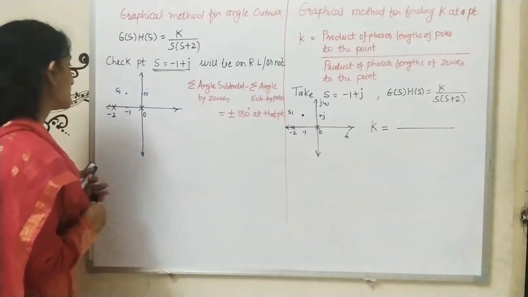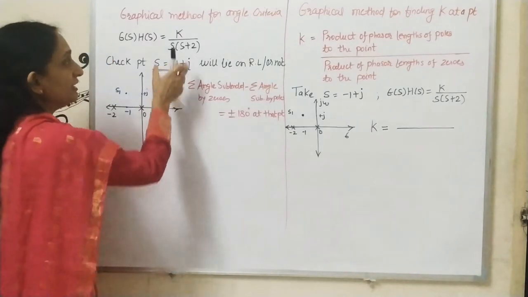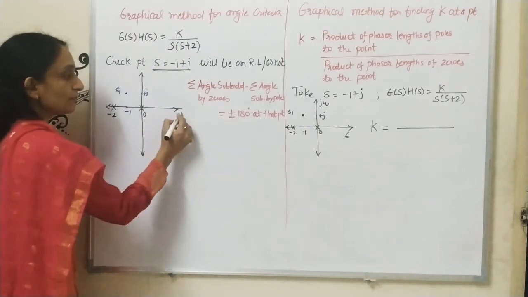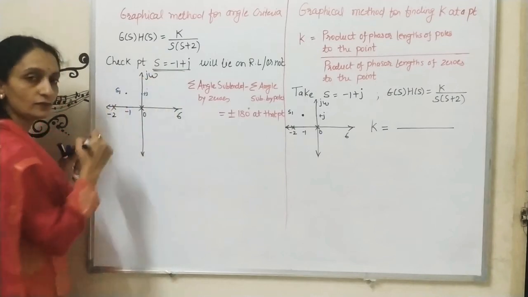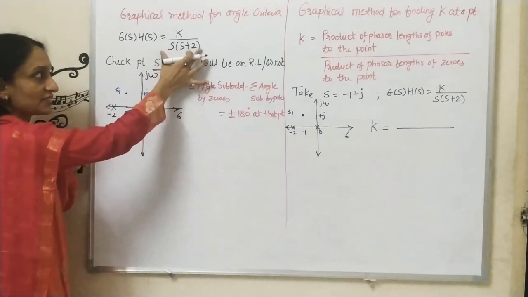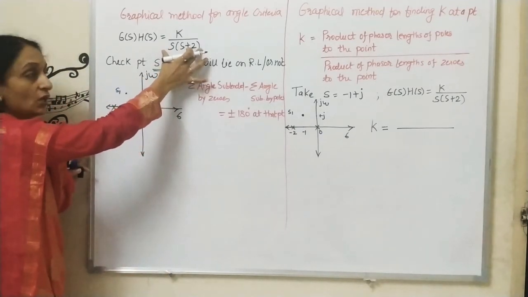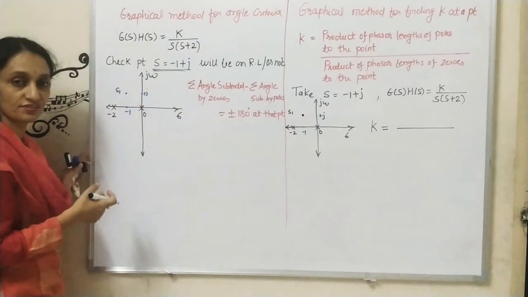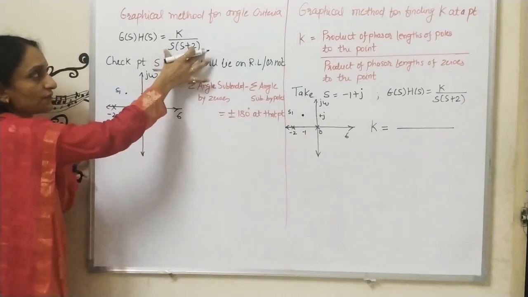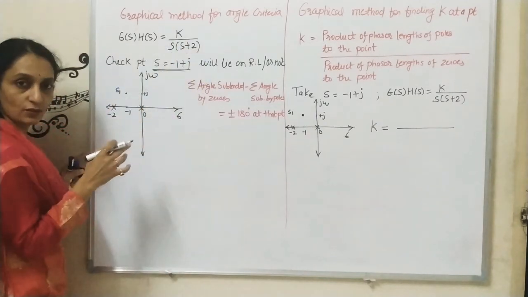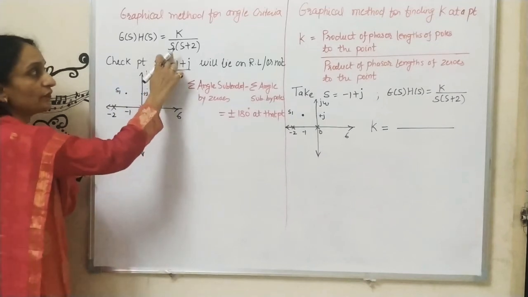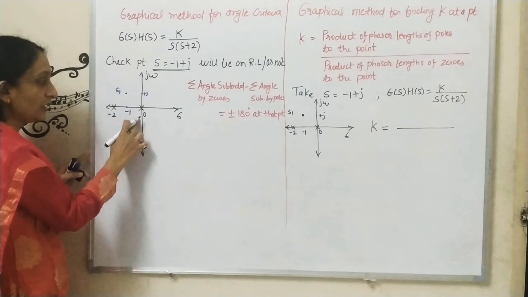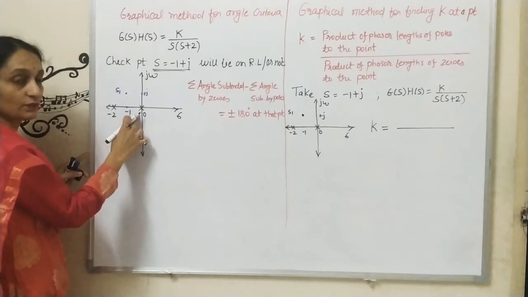Let's see now what I did here. Here the transfer function is given. This is the sigma j omega axis. I know that the characteristic equation is nothing but the denominator, and when I equate this denominator to 0, I will get the poles. In this transfer function, two poles are there. The first pole, when you equate, you will get s is equal to 0. So here I have shown the pole at the origin, that is at s is equal to 0.